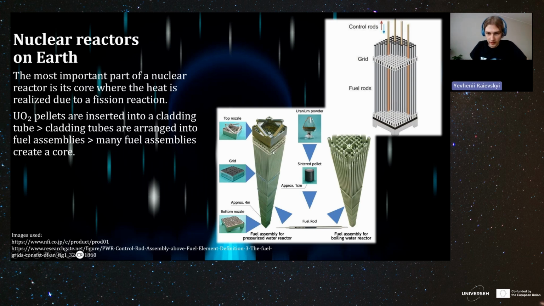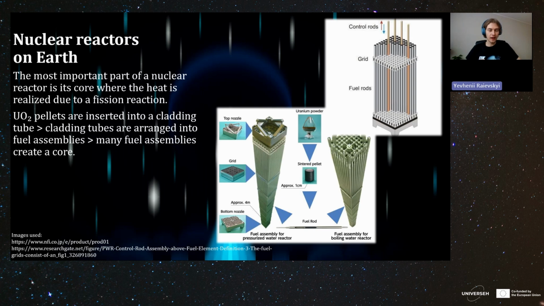The fuel assembly is a bigger tube consisting of smaller tubes. Smaller tubes are called fuel rods, as I told you. And in a cross-sectional area, you would say, for example, this gray tube is a fuel rod, and there are a lot of those rods, so they are grouped together into one assembly.